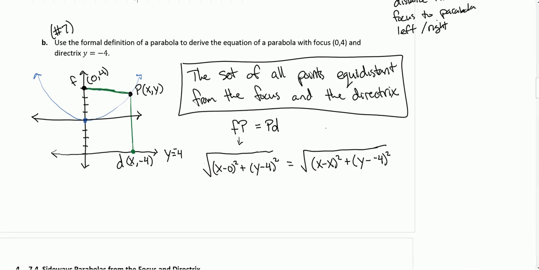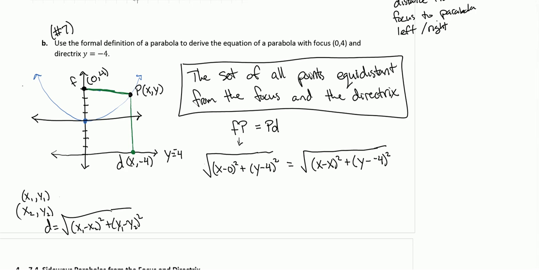Remember the distance formula in general between x1, y1, and x2, y2, the distance between them, d, is going to be the square root of the quantity. You subtract your two x values squared plus you subtract your two y values and square it. So that's what we're using to set this equation up. And so from this equation we're going to be able to derive our equation. So square both sides to get rid of the square root.